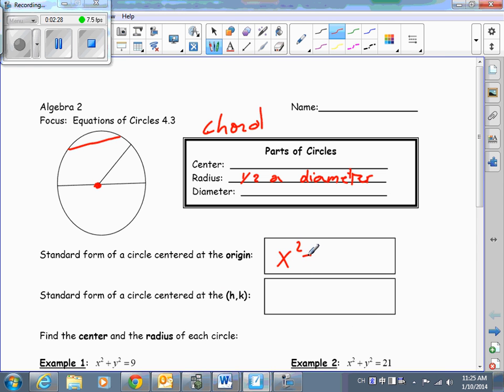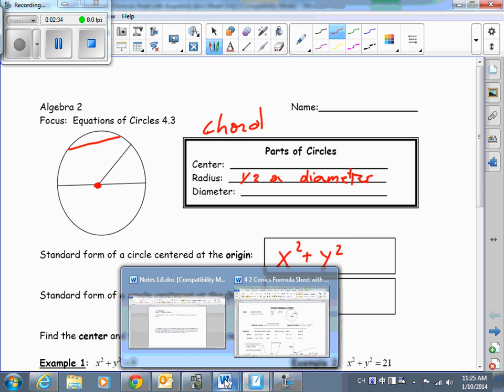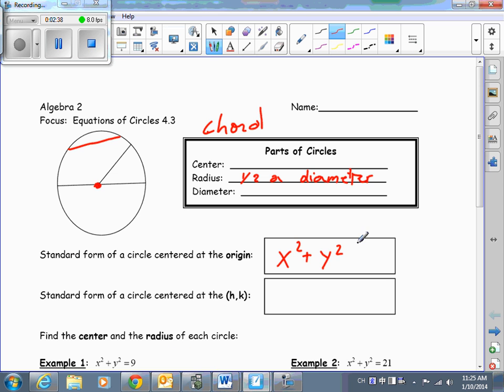X squared plus y squared is equal to the radius squared. Why is it centered at the origin? It's because there's nothing with the x, nothing with the y, so the center is 0, 0. Only when it's centered at the origin is it x squared plus y squared.